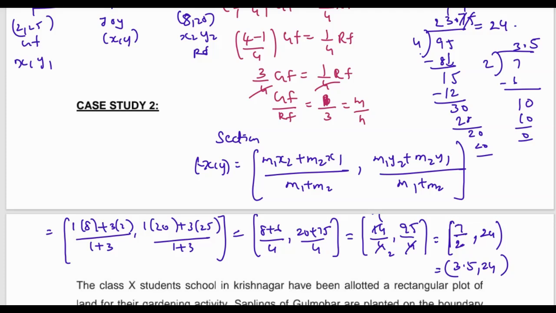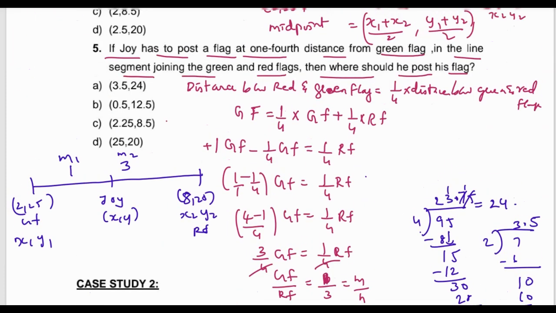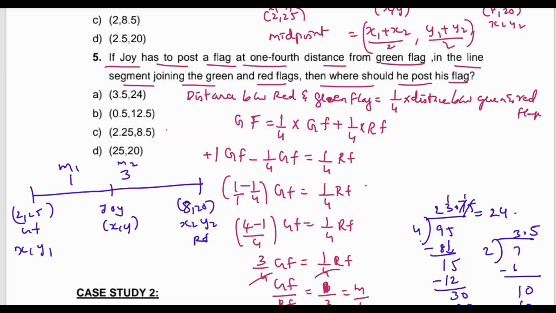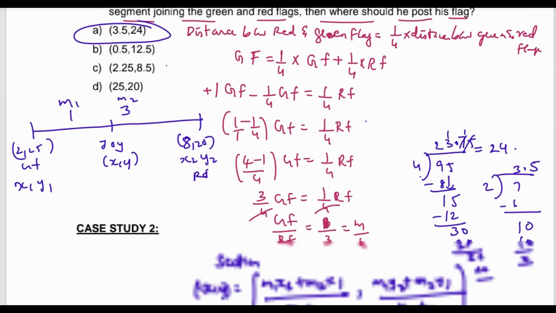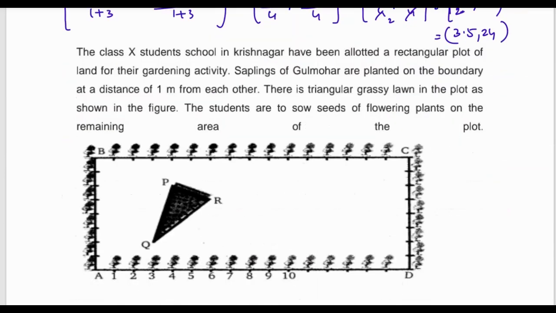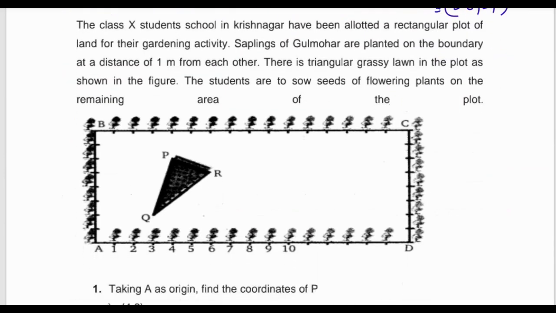So here the option will be 3.5 24, that is your option A. So moving on with the next question, we have the next case study: a class of 10th students in Krishnagar have been allotted a rectangular plot of land for their gardening activity.